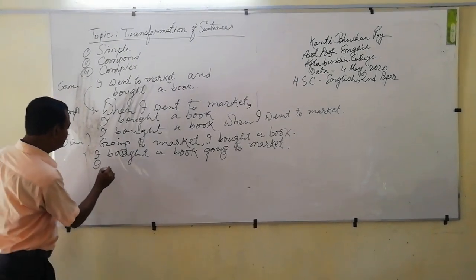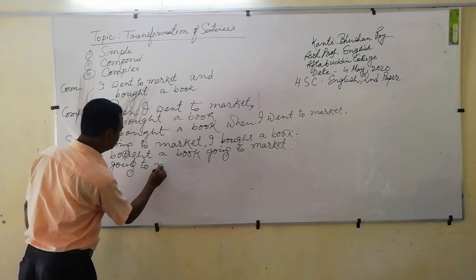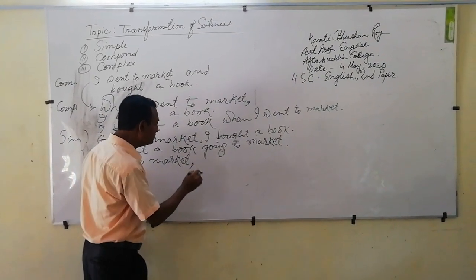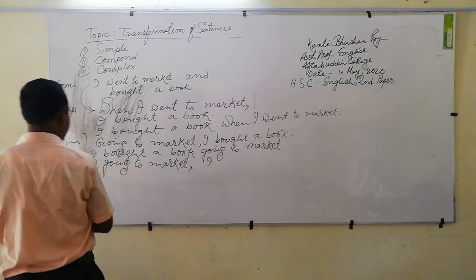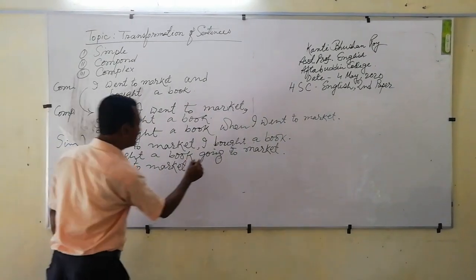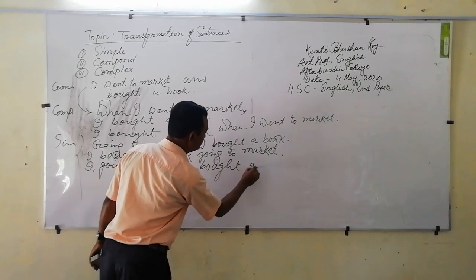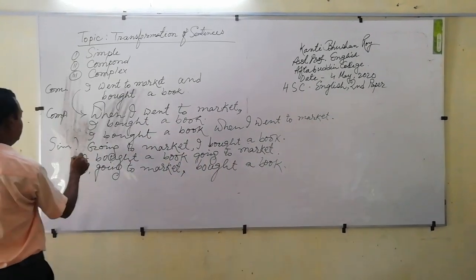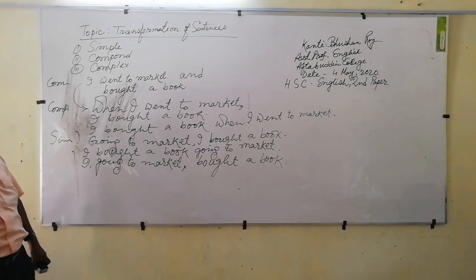I, comma, going to market. This is the participle phrase. Going to market, comma. What did I do? I bought. Good. Here is I. I going to market. Bought a book. What did I do? I bought a book. These three are the different structures of the same simple sentence.